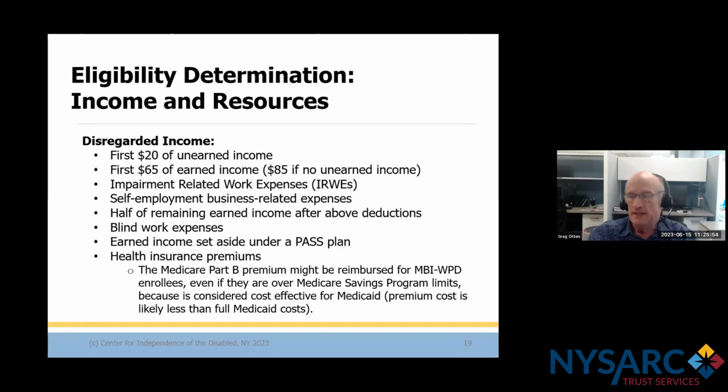Self-employment business-related expenses. I think of that as Schedule C on a federal tax return, stuff that's related to business on a Schedule C. Half of the remaining earned income after these deductions. Once that's done, blind work expenses, which don't necessarily have to be impairment related, expenses to help a blind individual be able to work. That could be a service dog, for example.